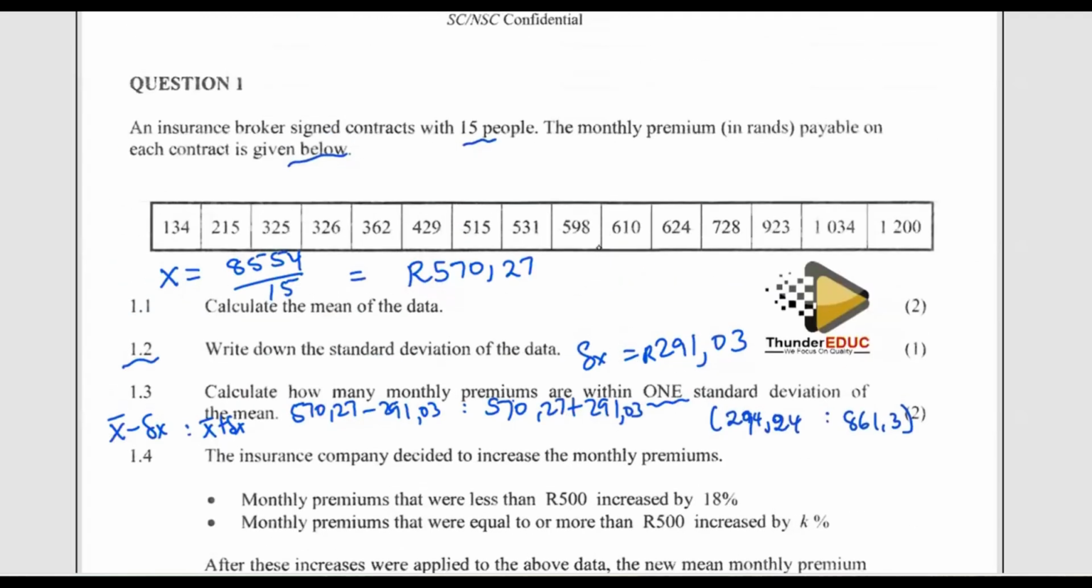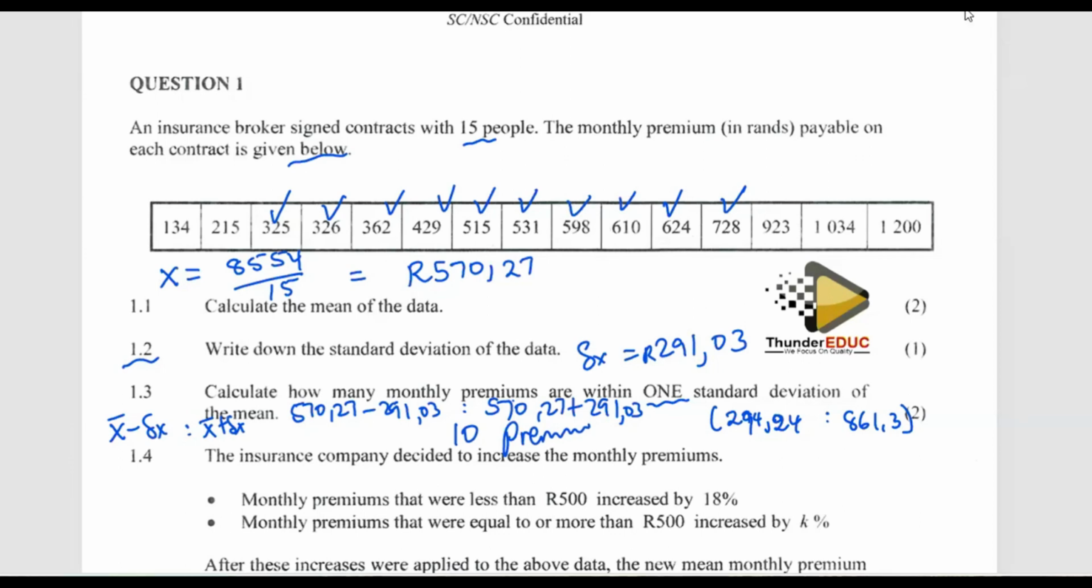When I count from 294, starting from here: 1, 2, 3, 4, 5, 6, 7, 8, 9, and then 10, below 861. Which means we have 10 premiums. So that is what we have for 1.3.